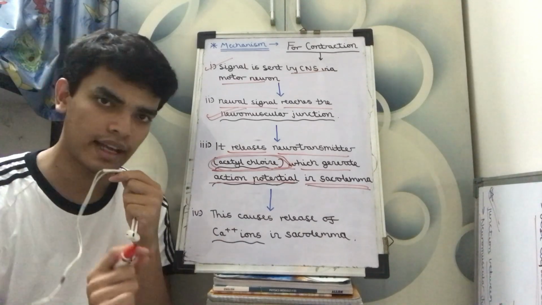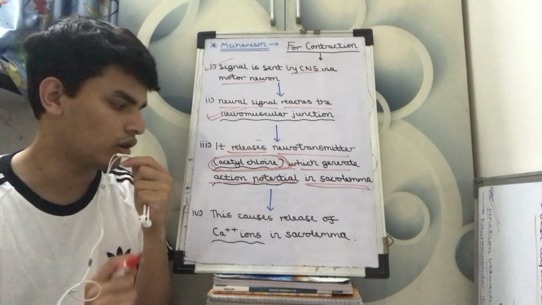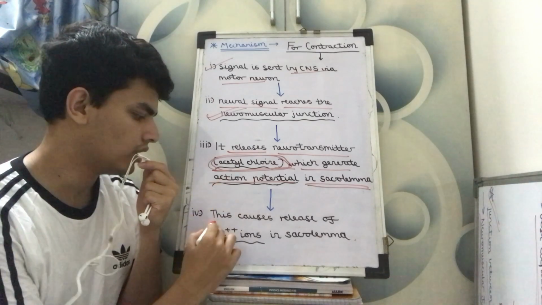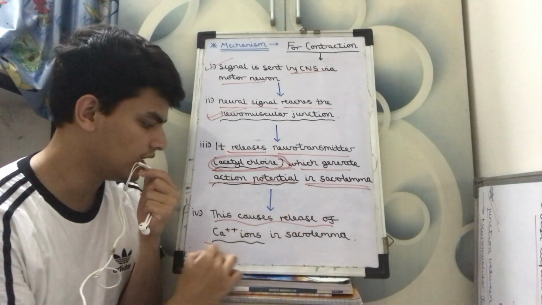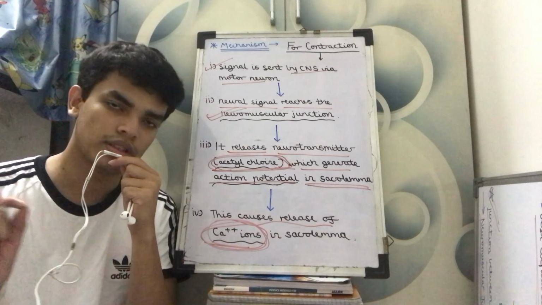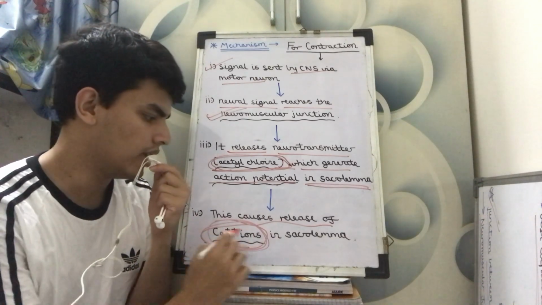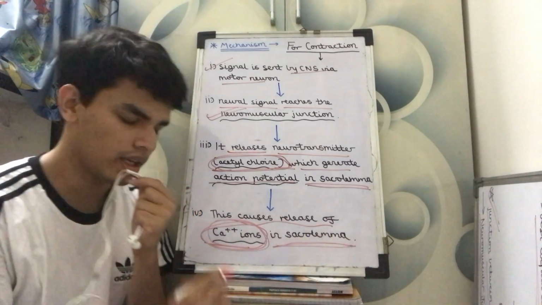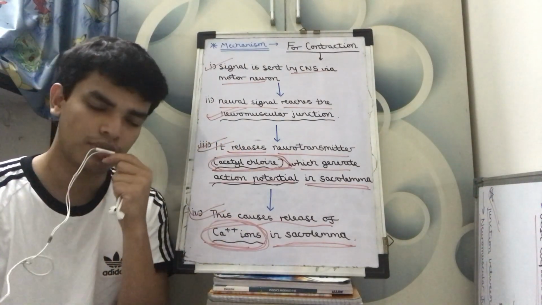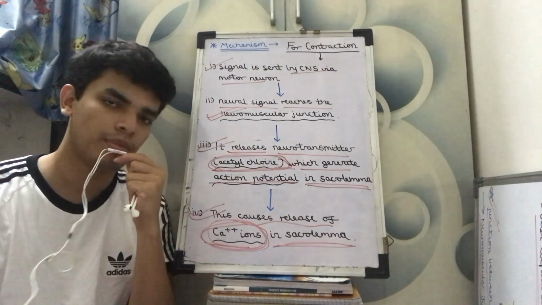So an action potential is developed in the sarcolemma. Now what does this action potential do? This action potential causes the release of Ca ions. What ions? These cause the release of Ca ions in the sarcolemma. Okay, is it clear till here? Are the 4 steps clear? Learn these 4 steps. Now we will move on to the 5th step in the next slide.